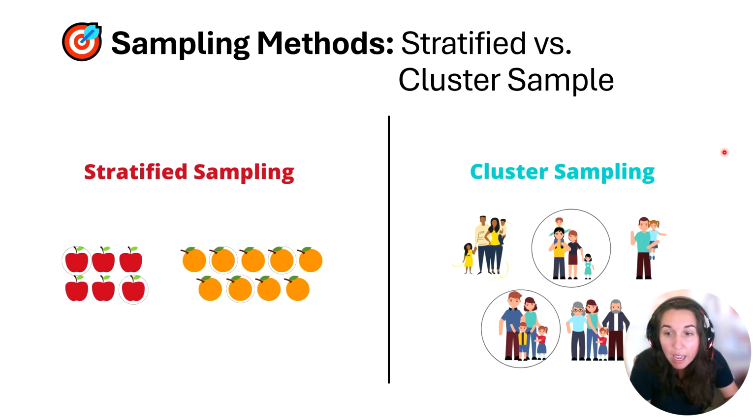Whereas on the right, we have cluster sampling. And here our clusters are different families. If this is our whole population, right, all these families are our population, we decided to cluster these people by families. But then we have randomly chosen entire clusters to take as our sample.